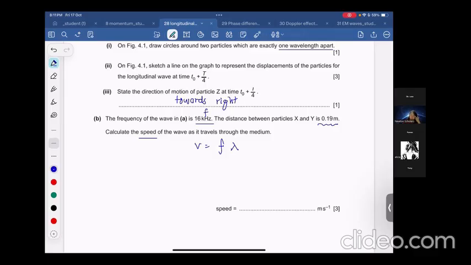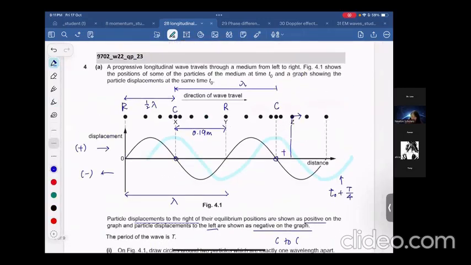Yes, correct. Vashini, correct. Okay, so boys and girls, frequency is 16,000 hertz, kilo. Don't forget about the prefix. Kilo is 1,000 times the wavelength. You look at here, X to Y is actually half a wavelength only, compression to rarefaction only.